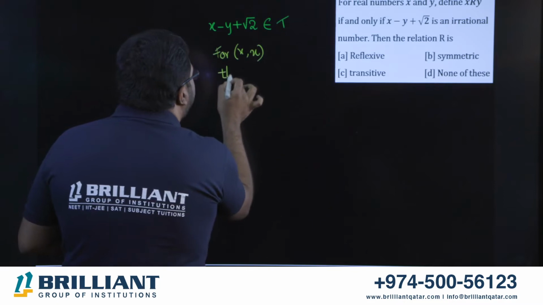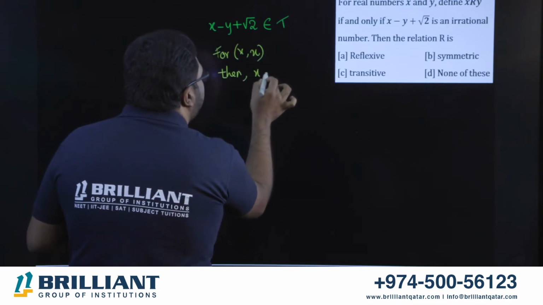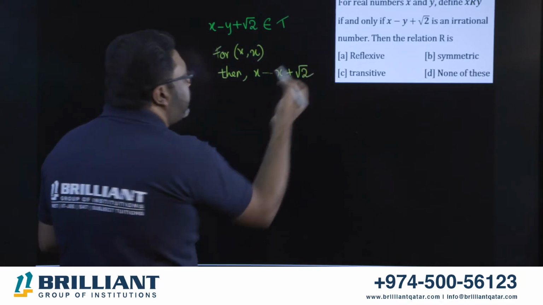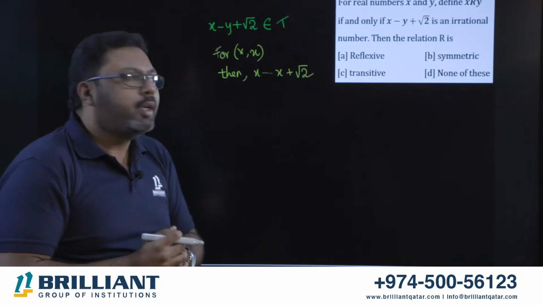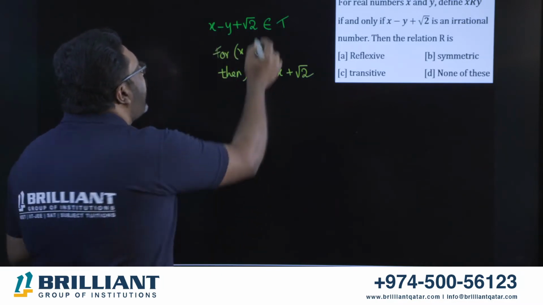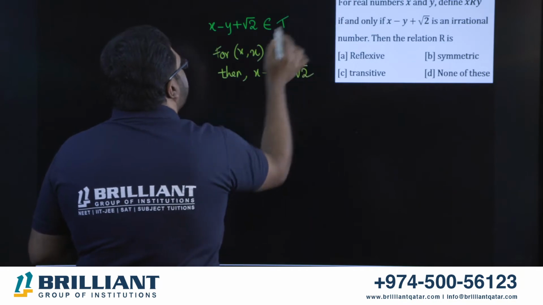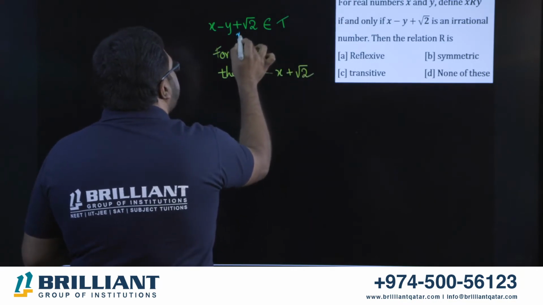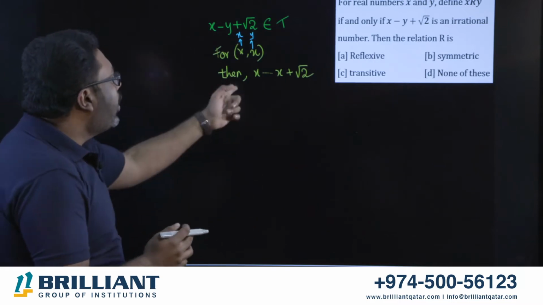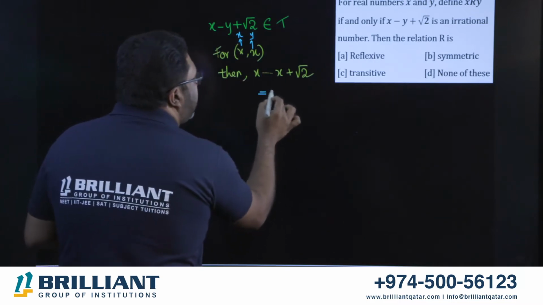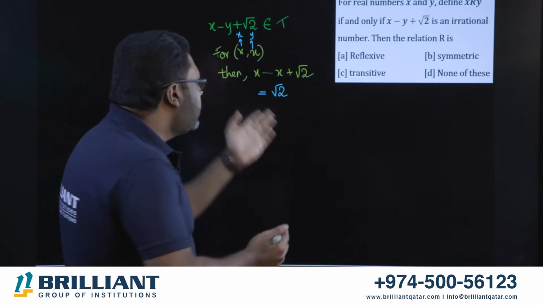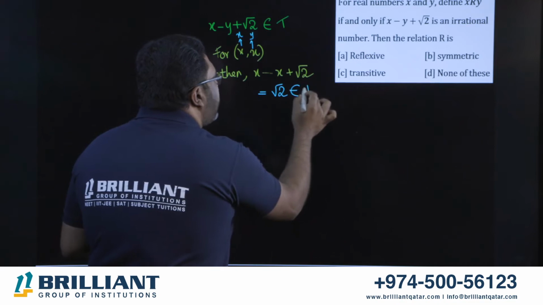Then what is going to happen to my condition? It is going to become x minus x plus root 2. Why x minus x plus root 2? Because here in place of x, you have x, and in place of y, you have x again. So this is x and this is my y. What is x minus x plus root 2? I am getting my answer as the square root of 2. So obviously, square root of 2 is an irrational number.